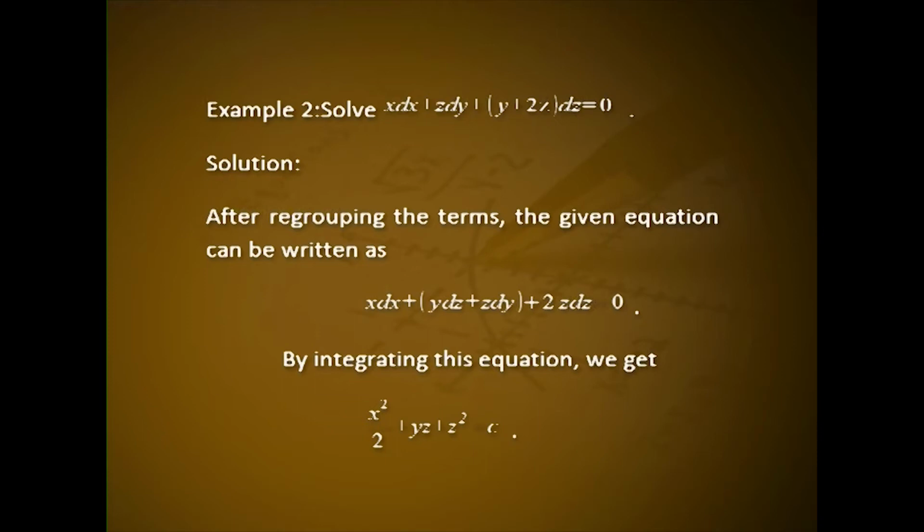Remark: sometimes the integral is obtained simply by regrouping the terms in the given equation, as illustrated in the following example. Example 2. Solve x dx + z dy + (y + 2z) dz = 0. After regrouping the terms, the given equation can be written as x dx + (y dz + z dy) + 2z dz = 0. By integrating this equation, we get x²/2 + yz + z² = c.